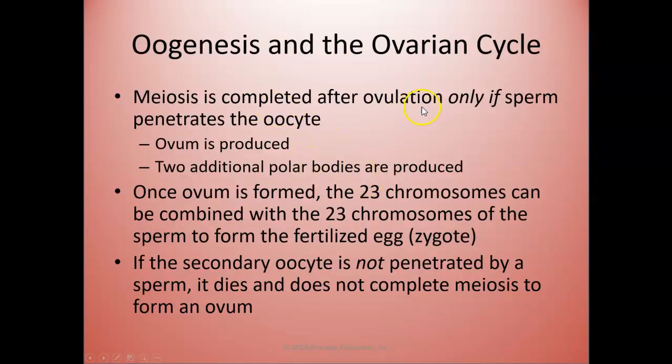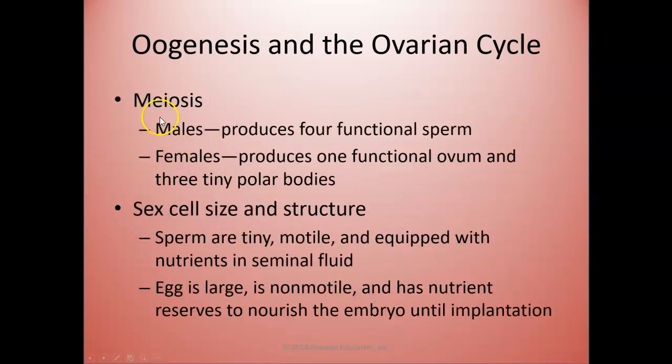Okay. So meiosis is completed after ovulation, only if sperm penetrates the oocyte. Two additional polar bodies are produced at that point, and again, those don't become viable. They can't be fertilized. So the 23 chromosomes from the egg combine with the 23 chromosomes of the sperm to give us back our zygote. If the secondary oocyte is not penetrated by a sperm, it dies and doesn't complete meiosis to form an ovum. So in males, we produce 4 functional sperm through meiosis. In females, we produce 1 functional ovum and then 3 polar body cells.